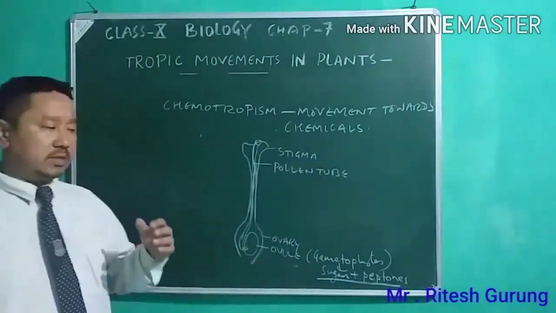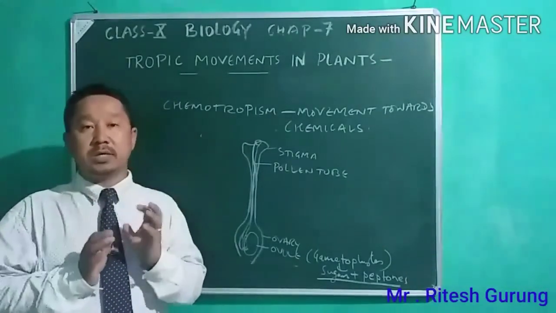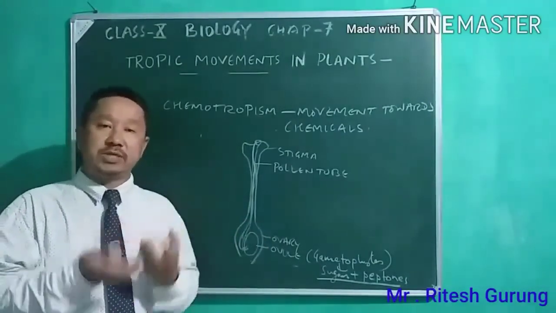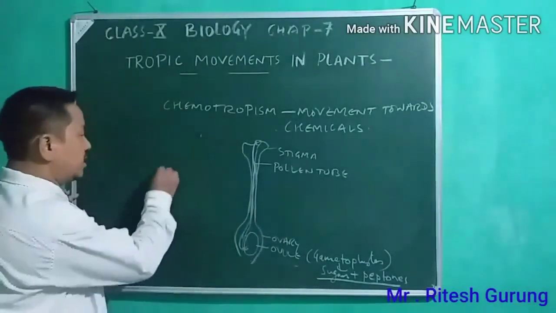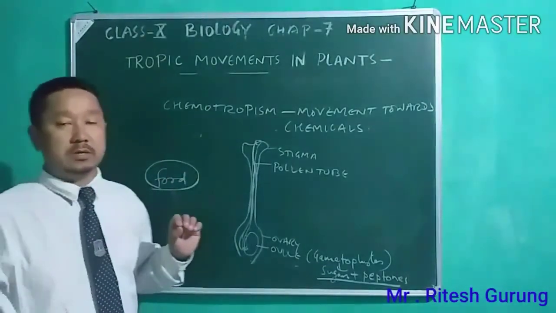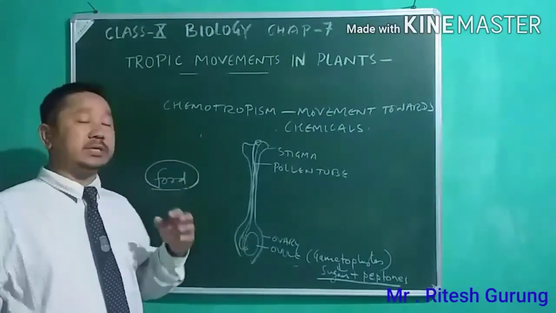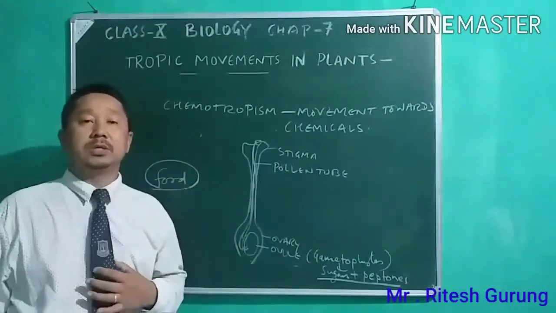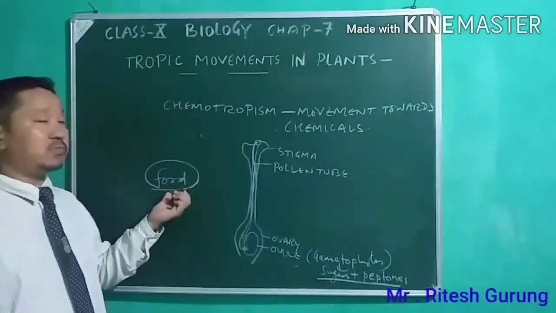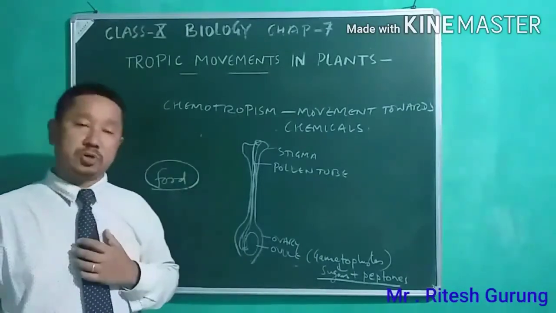Besides this, there are many examples, like the movement of fungi towards the areas where the food is. Here the food is the chemical, and the fungi show their response. That means fungi move towards the food. So this is also chemotropism.